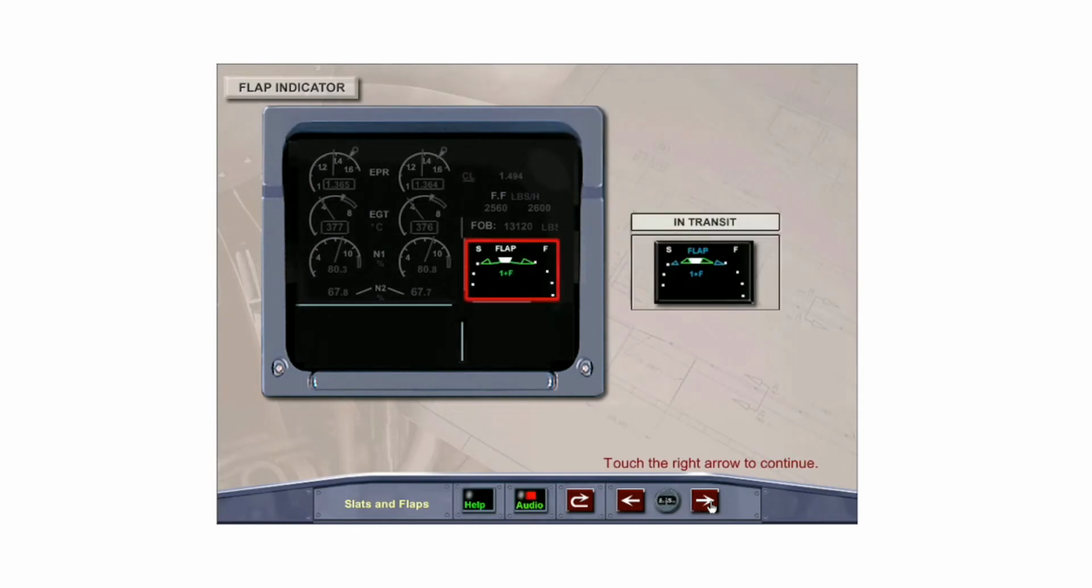With the first flap selection, white dots and an S and F appear to show the possible slat flap configurations. The legend flap and the selected flap lever position is displayed in cyan, and small cyan triangles move out to the selected position. When the slats flaps reach their new position, the flap legend changes from cyan to white. The selected flaps lever position changes from cyan to green, and the cyan triangles are replaced with green position indicators.